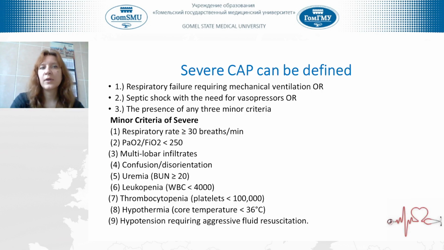Severe CIP can be defined by the following. First, respiratory failure requiring mechanical ventilation. Septic shock with the need for vasopressors. Or the presence of any of the three minor criteria. Minor criteria of severe CIP: respiratory rate more than 30 breaths per minute, saturation of oxygen less than 250, multilobar infiltrates. It can be disorientation, confusion, uremia, leukopenia, thrombocytopenia, hypothermia, and hypotension requiring intensive fluid resuscitation.